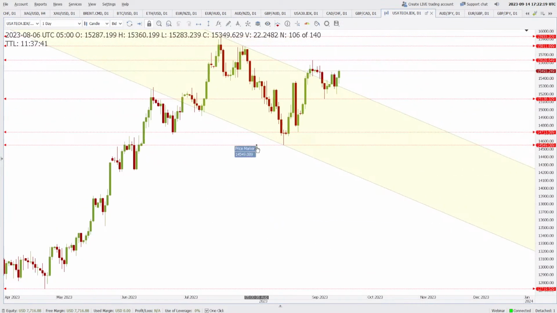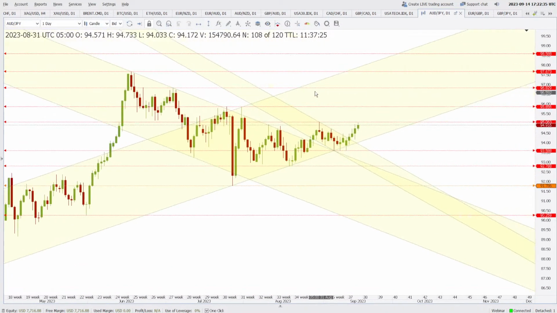USA Tech, which is Nasdaq, is certainly going up. It has started making higher highs and higher lows. Now 15,628 is the next level of resistance. After that, we'll have 15,811 at the next level. Support is 15,138.